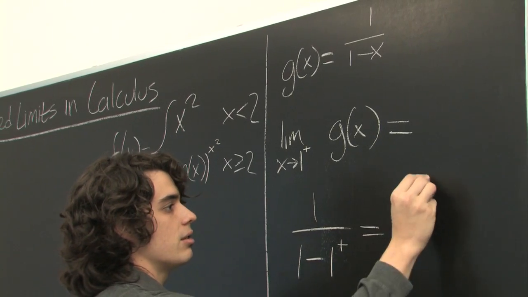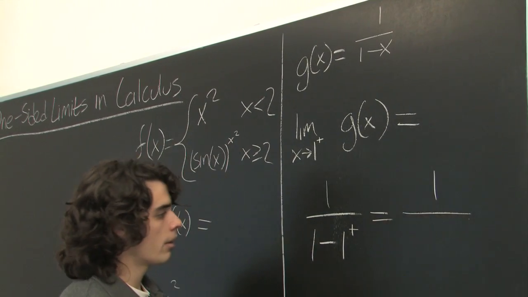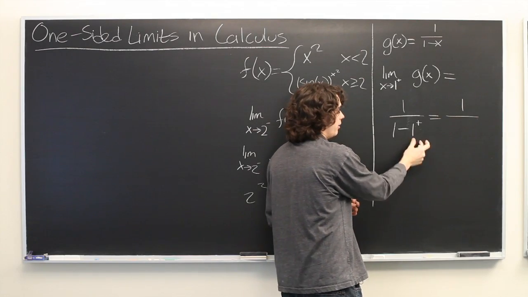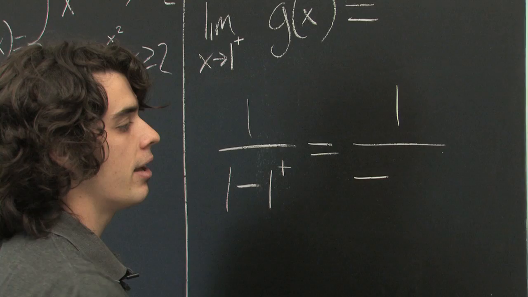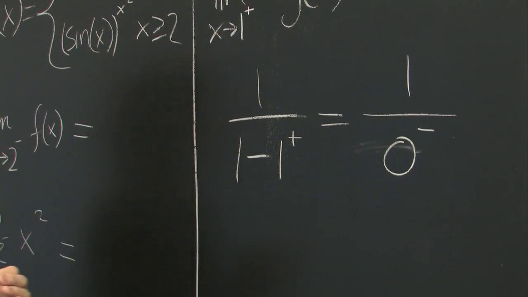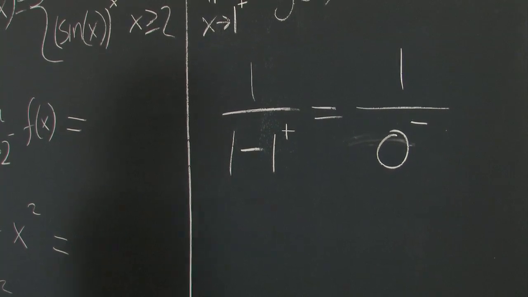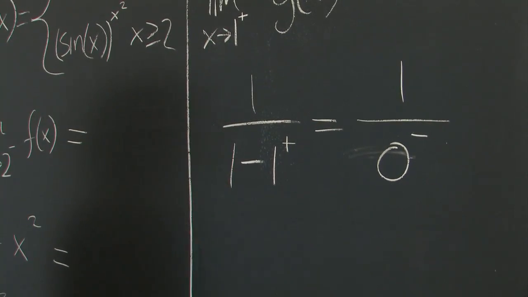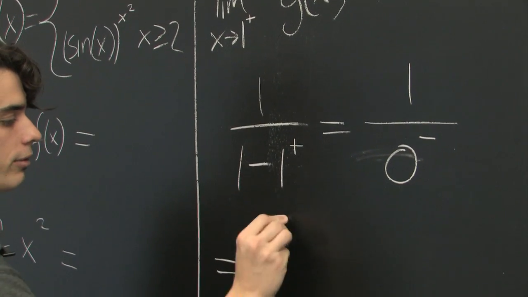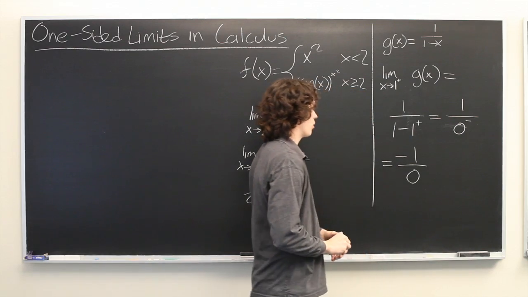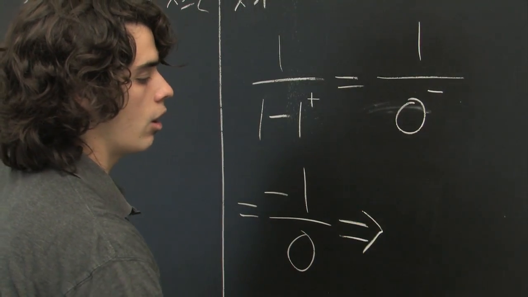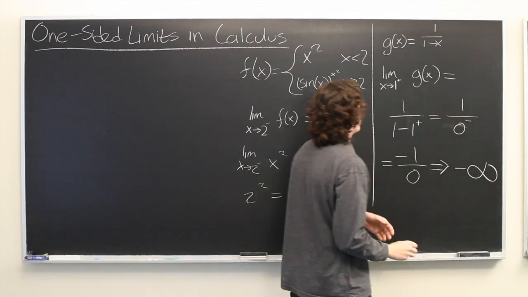But what this tells us is we have 1 in the numerator, and when we have 1 minus some value that is slightly larger than 1, what we get is something that is very close to 0, but slightly smaller than that. So it's a very slightly negative number, is one way to think about it. So this is essentially equivalent to negative 1 over 0, which tells us that this function goes to negative infinity as we approach 1 from the right.